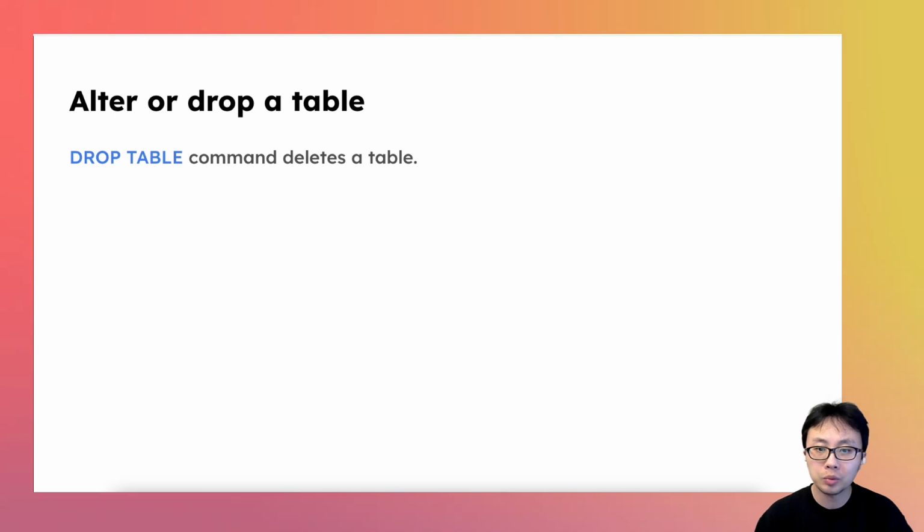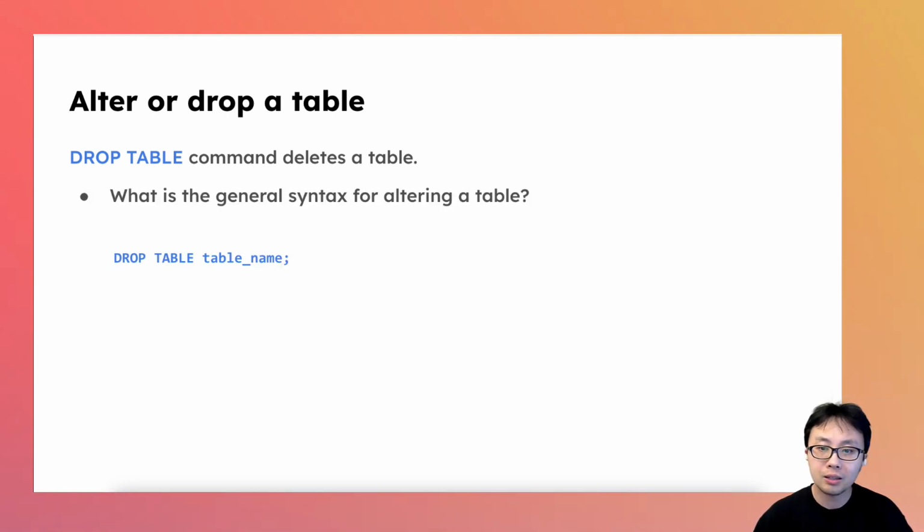Although you have many ways to alter a table, there is only one way to drop a table. You will use the help from the drop table command. The general syntax is simply drop table keyword, then followed by the table name. For example, if you want to drop the product table, the command will simply be drop table product.